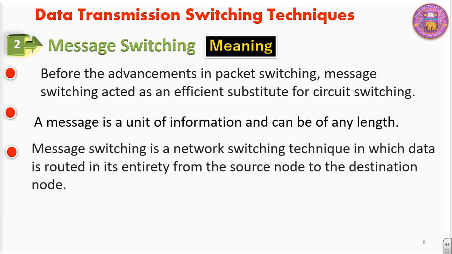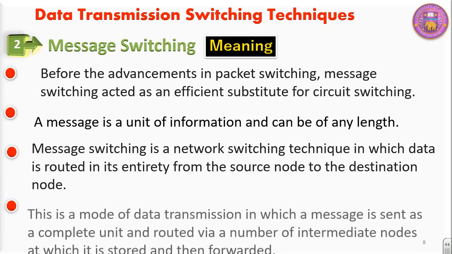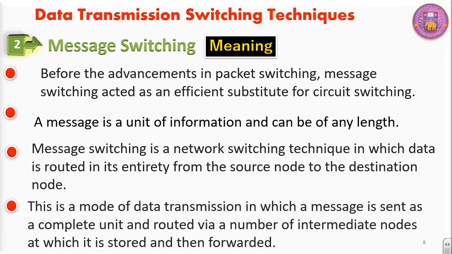Message switching is a network switching technique in which data is routed in its entirety from the source node to the destination node. This is a mode of data transmission in which a message is sent as a complete unit and routed via a number of intermediate nodes at which it is stored and then forwarded.